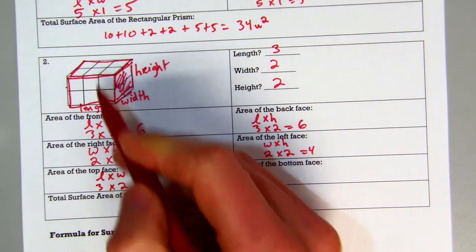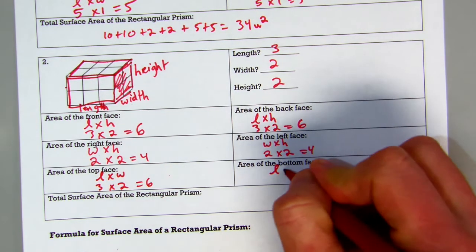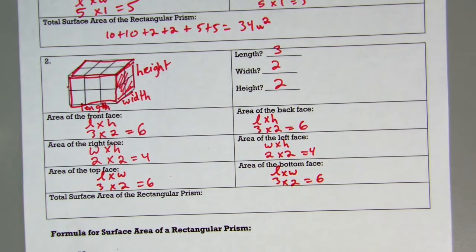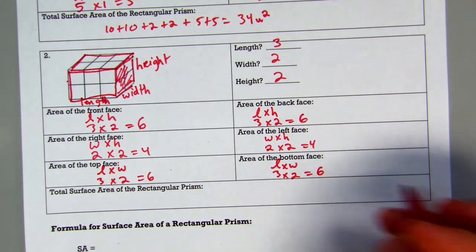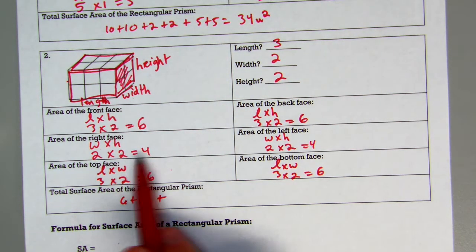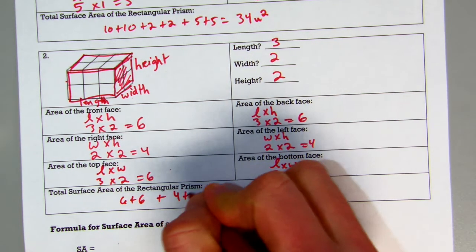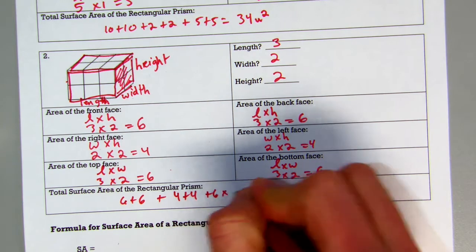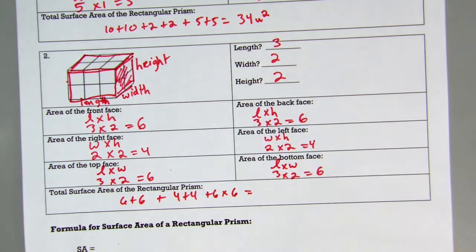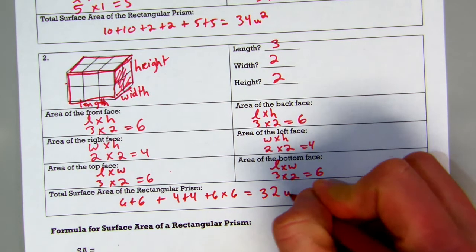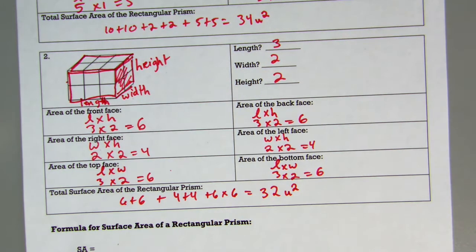And whatever's on my top is also going to be on the bottom. It's also length times width, 3 times 2 equals 6. So the total surface area for my rectangular prism, I got my front and my back side, 6 plus 6. I've got my right face and my left face, 4 plus 4. And I got my top face and my bottom face, and there's 6 plus 6. So if I add all these up, I go ahead and get an answer of 32 units squared.